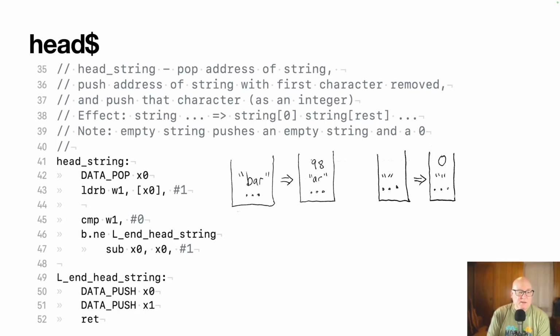Either way, we go through the head string, and it's going to push the string address first, X0, and then push the character second, X1. And this will give us a way to write our loops.